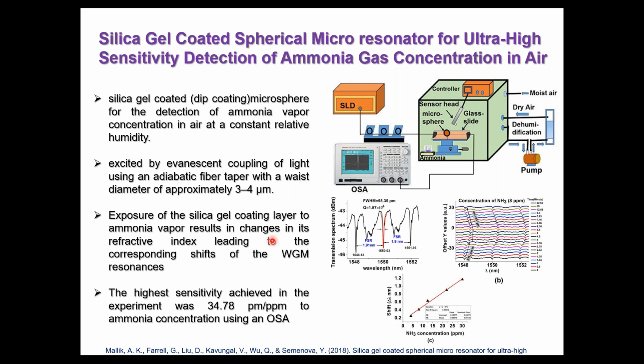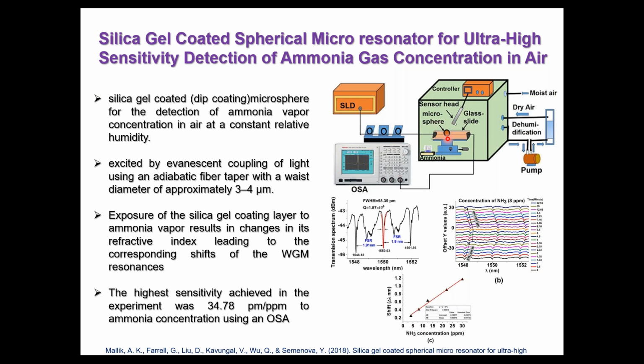So this is a work that was done not in our lab, but in collaboration with our laboratory. It was done in the UK. So this is a silica gel coated spherical microresonator. In this figure you have a chamber, and this can be evacuated, and then necessary ammonia gas can be applied, and on a substrate you have kept a silica gel coated spherical microresonator. This is a microresonator, spherical in shape.